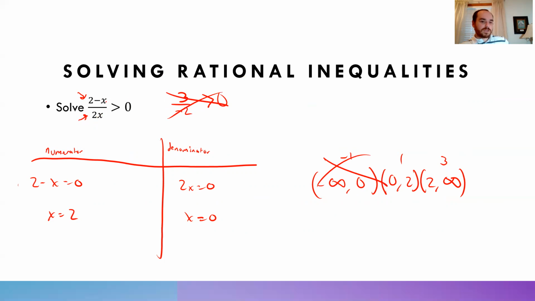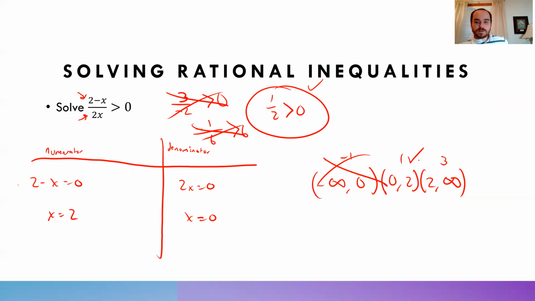If we plug in 1, we get 2 minus 1. That's 1 over 2 times 1, which is 2. 1/2 greater than 0. This one does work. And then we plug in 3. 2 minus 3 is -1 over 2 times 3 is 6. -1/6 is not greater than 0. So this one does not work, which means our solution is x equals the interval from 0 to 2.